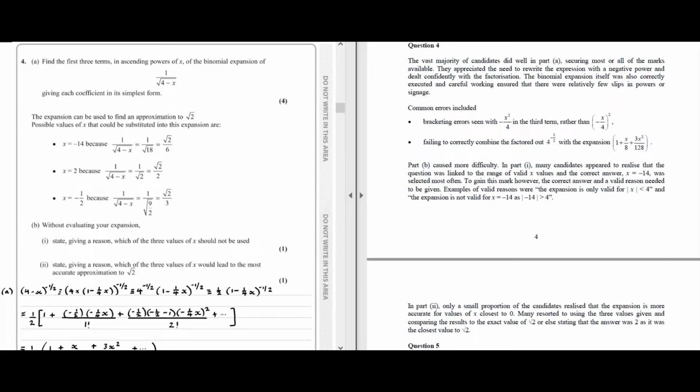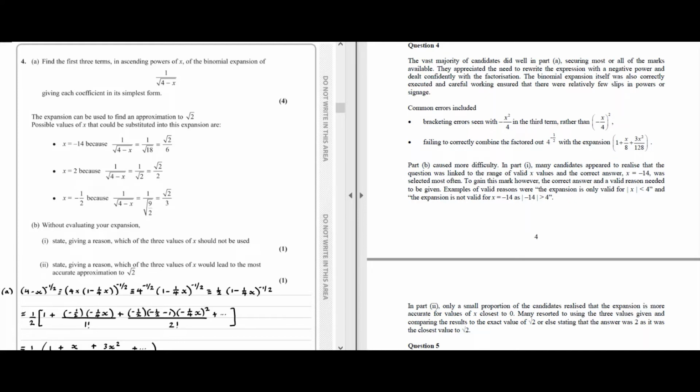The vast majority of candidates did well in part A, securing most or all of the marks available. They appreciated the need to rewrite the expression with a negative power and dealt correctly with the factorization. The binomial expansion itself was also correctly executed, and careful working ensured that there were relatively few slips in powers or signage.